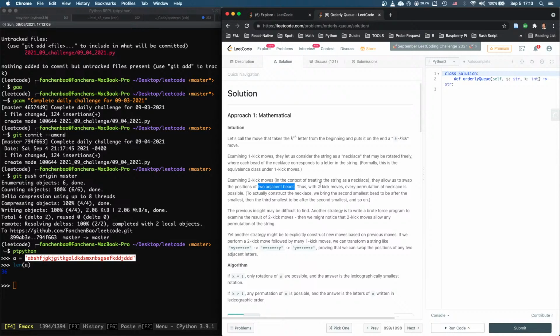Then, okay, read again. Okay, to actually convert, we bring the second smallest bead to be after the smallest, and the third smallest to be after the second smallest. Like how?